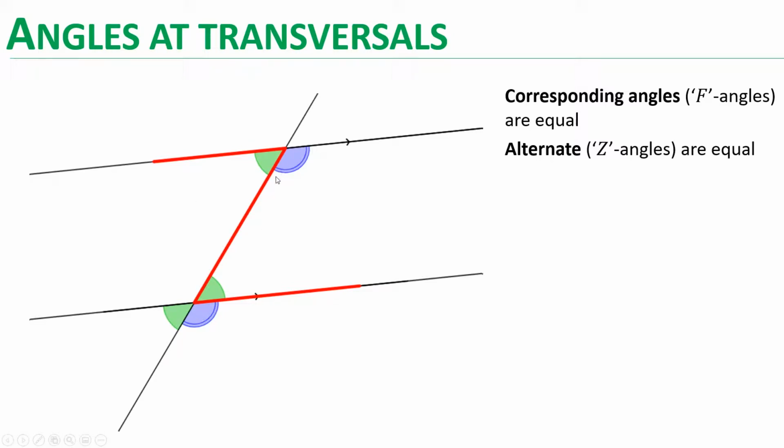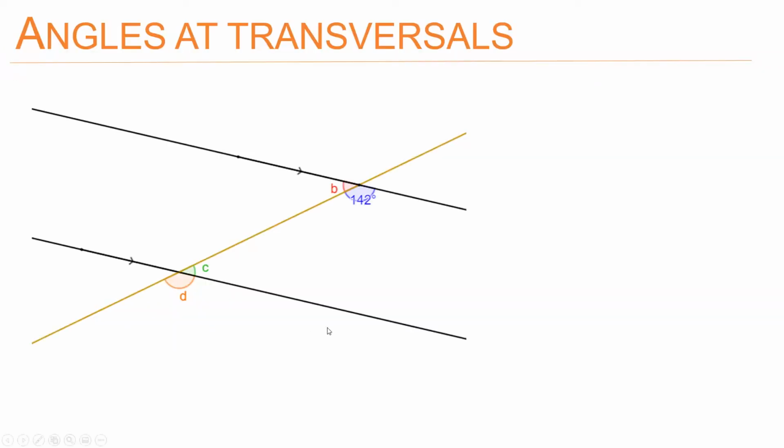Now, just like the F shape, we can flip or rotate or stretch this Z shape. So we also have Z angles here. Again, on the inside of the parallel lines and on different alternate sides of the transversal. So this angle also has to be equal to this angle and to this angle, of course. So these are the new concepts, corresponding angles and alternate angles. And you probably already see how we can use these for calculations.